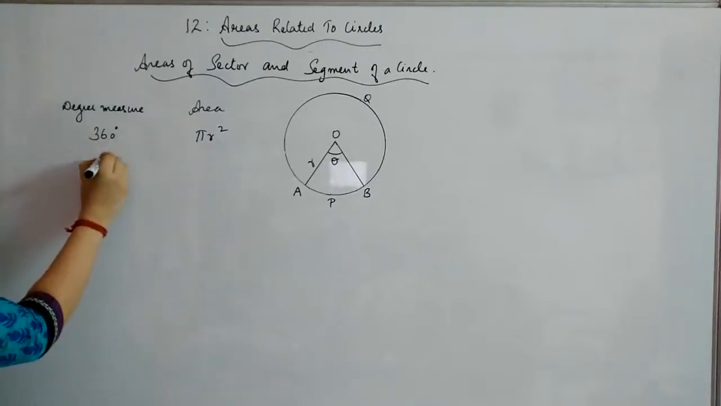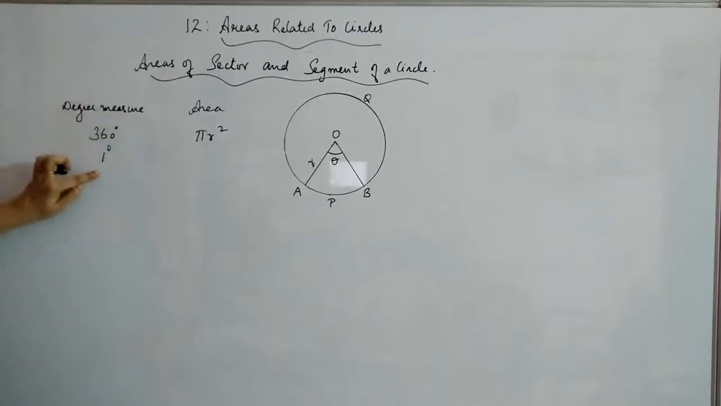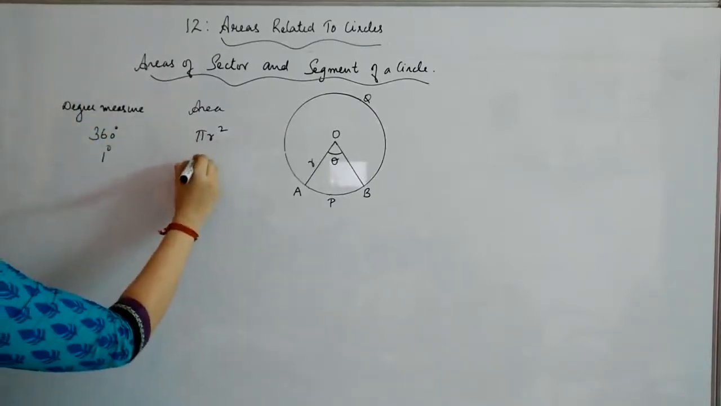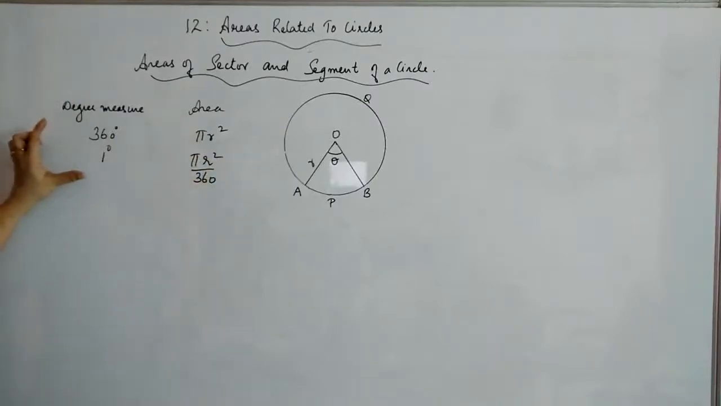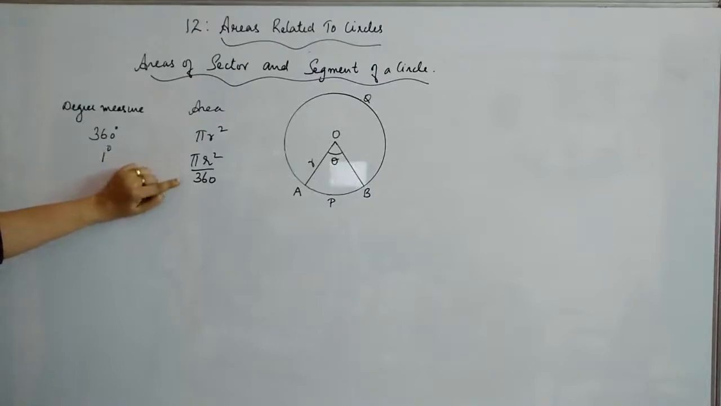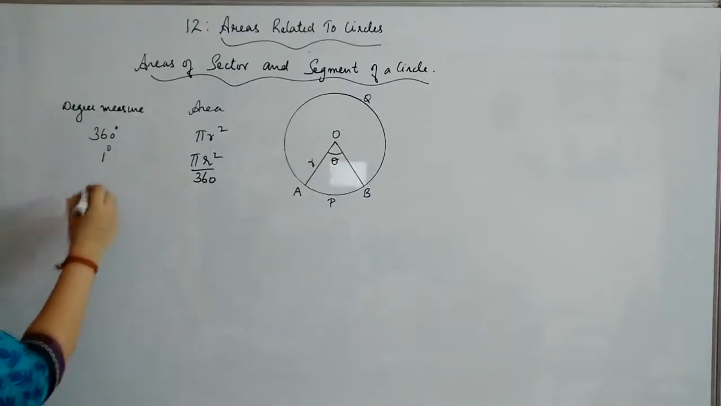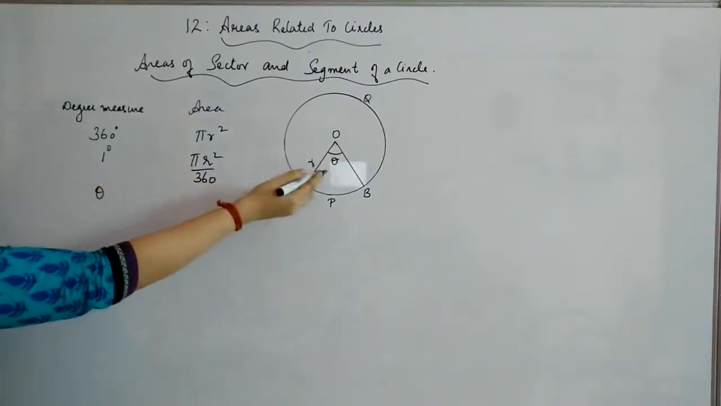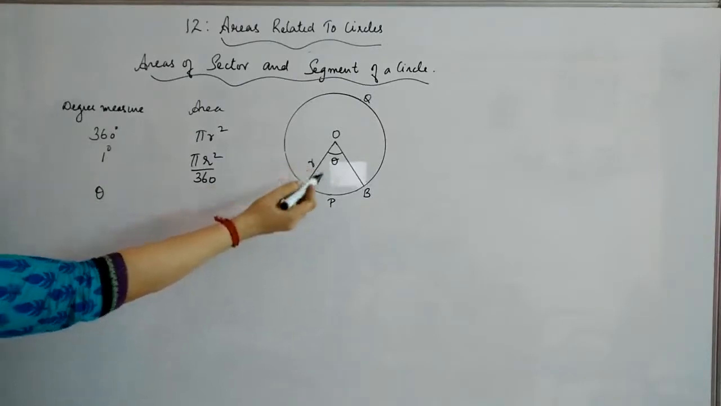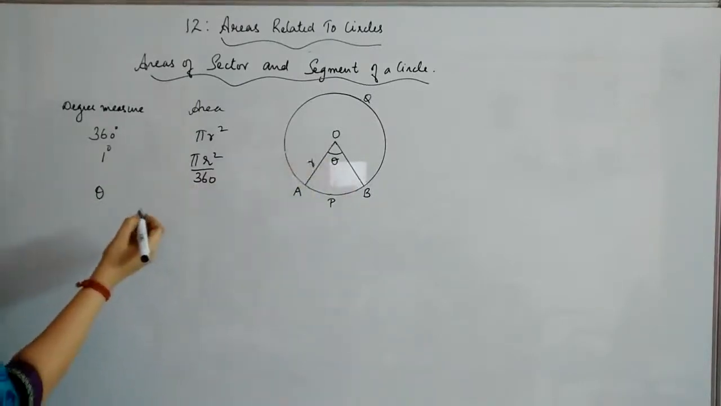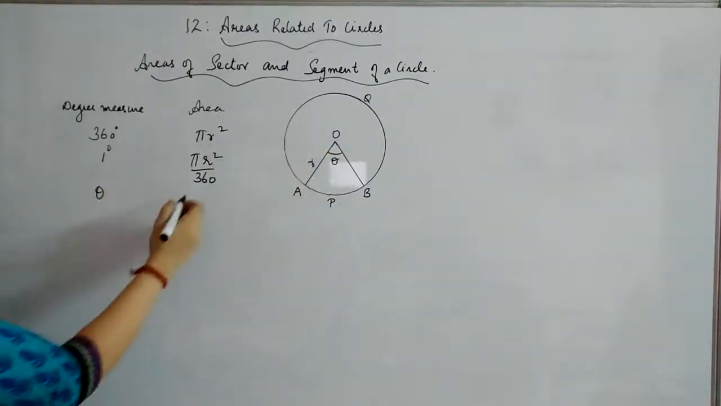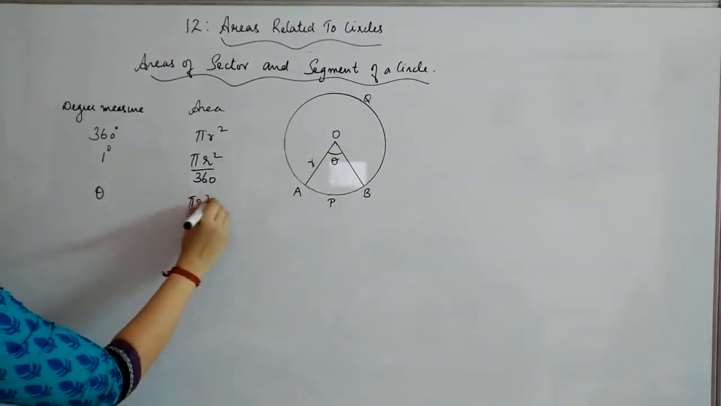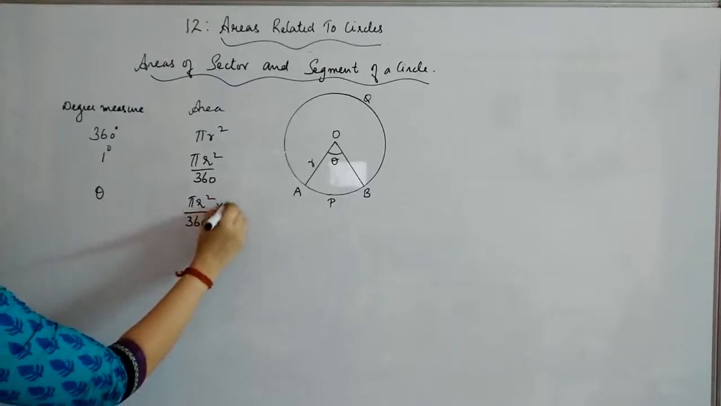Now, if it is 1 degree, that is when the degree measure is 1 degree, what will happen to the area? You will get pi r square by 360 as the area. This is a unitary method to find out. So for 1 degree measure, you have the area to be pi r square by 360. Now, if it is theta degrees, we have taken theta as the angle AOB, so what will be the area of this region? That will be pi r square by 360 into theta.